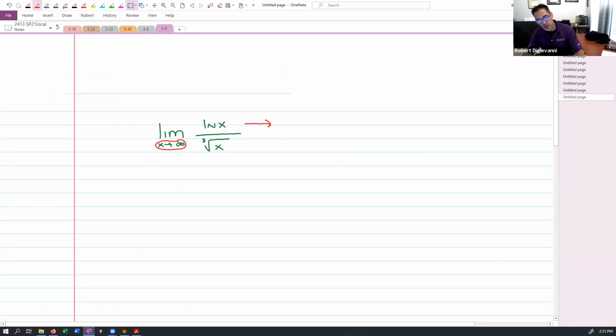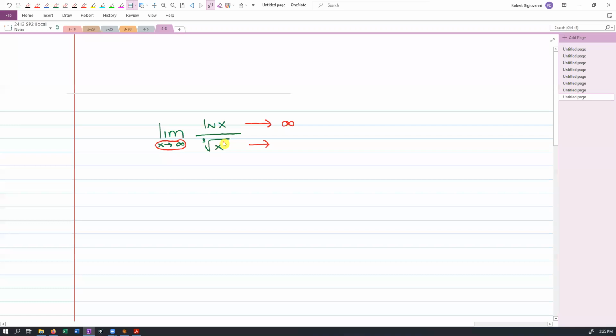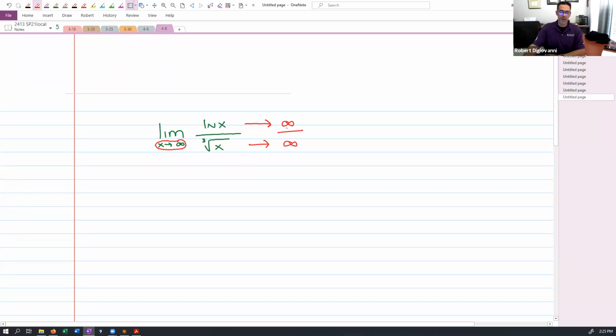So I know that the numerator is headed to infinity. Okay, what about the denominator? If I take a number, x, and I let it get huge and take the cube root, it's still going to be huge, right? So that's going to infinity. So I have infinity over infinity. I'm now allowed to use algebra, a trick, or L'Hopital's rule. I'm going to go with L'Hopital. So this should be equal by L'Hopital to the limit as x goes to infinity.